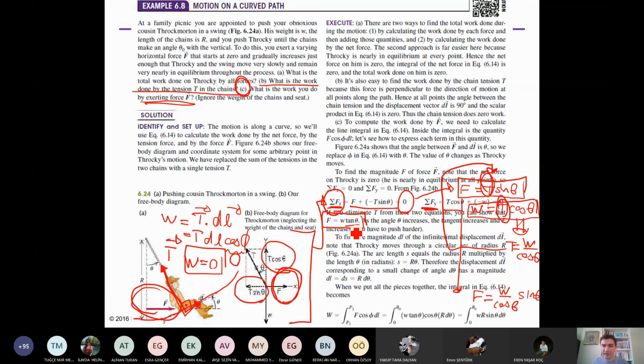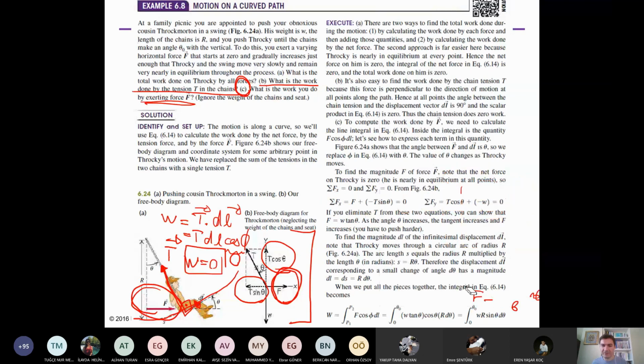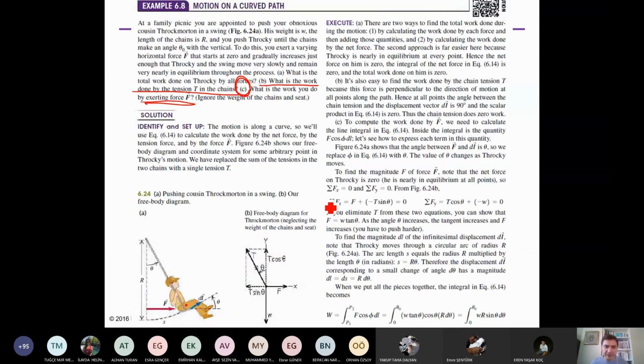Let me clean this part, then I will continue. What is the magnitude of work done by this F force? What about displacement? So here we have the work done by F force. You apply force in this direction, and then this is the displacement along a curved path. Since we have a curved path, we will use a line integral: the integral from P1, the initial position, to the final position P2, of F cosine phi dl. This is the equation which we have produced.